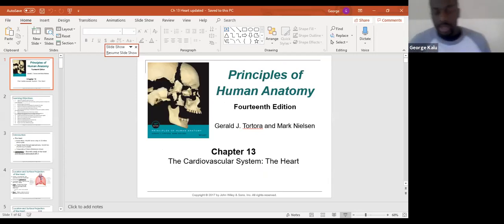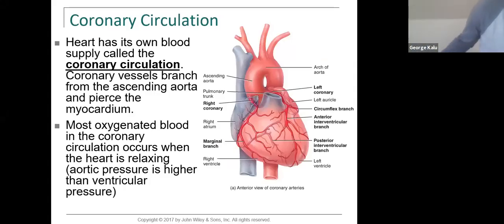Okay. So we're going to have our coronary circulation here. And so our coronary vessels are going to be branching off of the ascending aorta. Okay? And so when they branch off of the ascending aorta, they're going to branch off into the left coronary artery and the right coronary artery. And those arteries are going to pierce into the myocardium to be able to deliver oxygen and nutrients effectively.